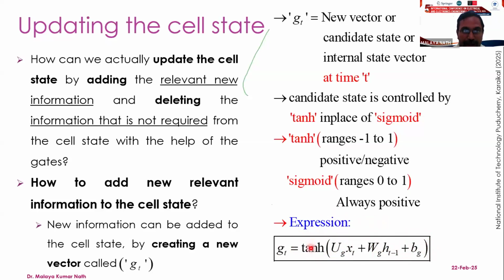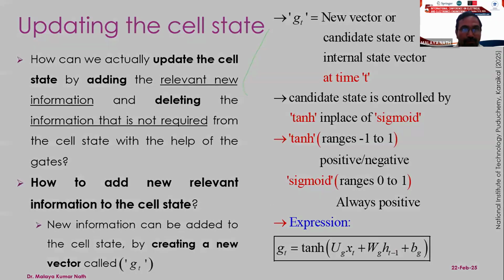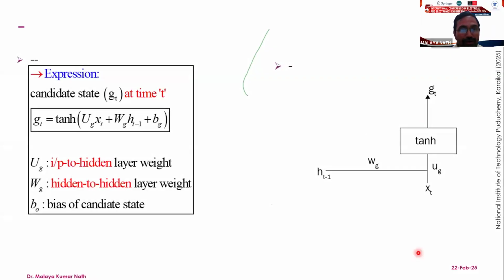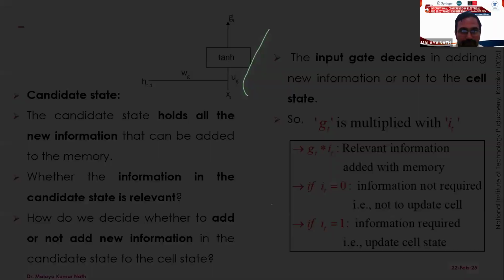So the GT can be represented by tan hyperbolic U of G into XT plus W of G into H of T minus 1 plus BG. So this is the expression for this updating gate. Now how will it be updated? This is the way we can represent this update gate, or the candidate state. As I have already discussed, that is the tan hyperbolic U of G XT plus W of G H of T minus 1 plus BG, and that will be represented by these graphical representations.